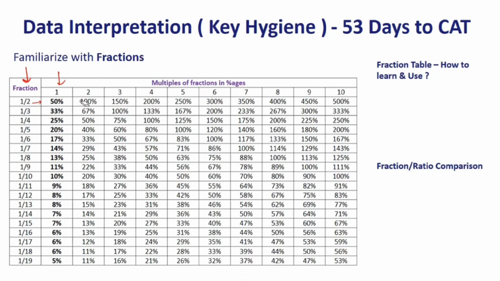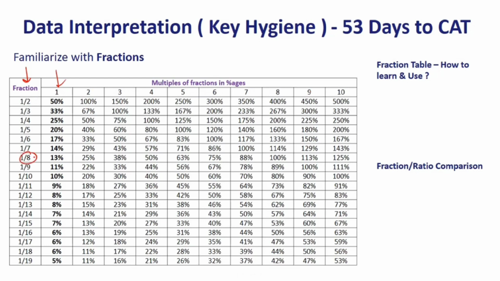So what you should do is you can take a screenshot of this, take a printout and put it where your study table is, so that you can revise it. Once you know the first multiple, you can calculate all the other multiples very easily.